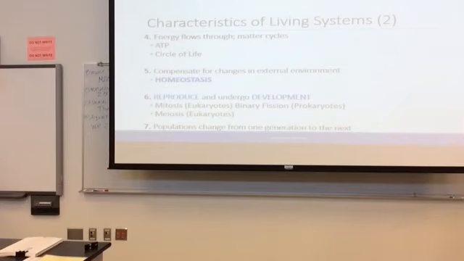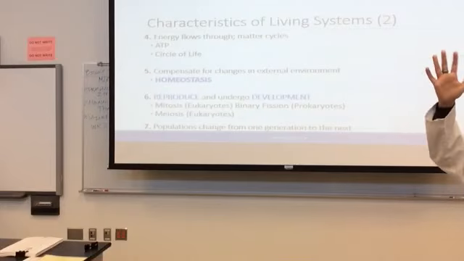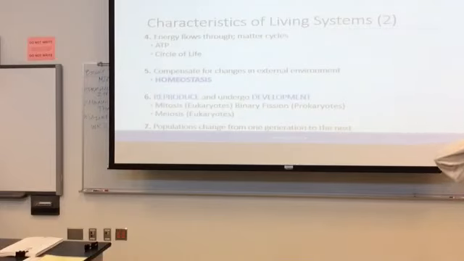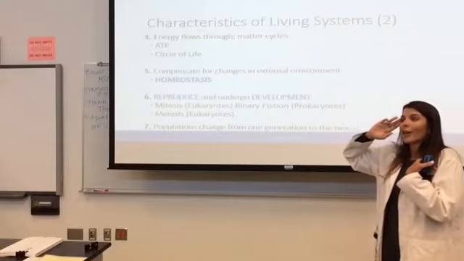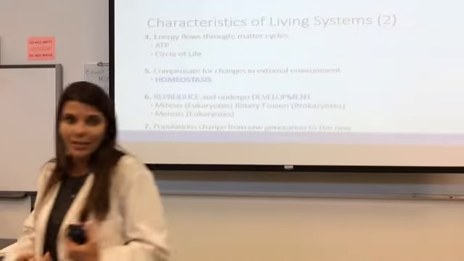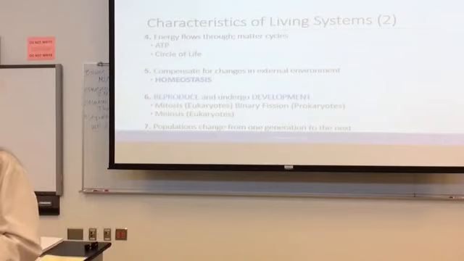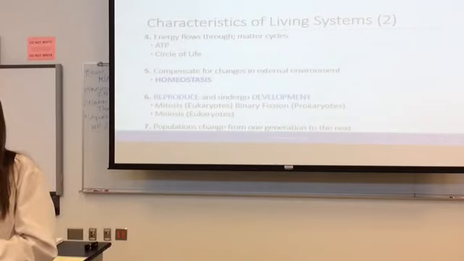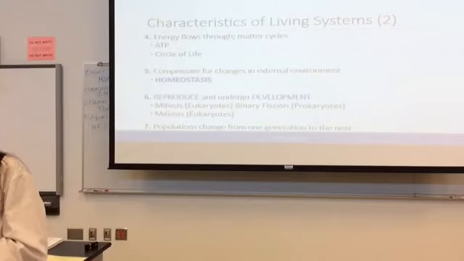The 5th characteristic is that we are able to remain constant inside regardless of what's happening on the outside. And we use this term homeostasis. How many of you have heard that term homeostasis before? Fantastic. Does anybody really have an idea what it means? Maintain balance. Balance where? In the body. In a living organism. It's an internal balance inside a living organism.